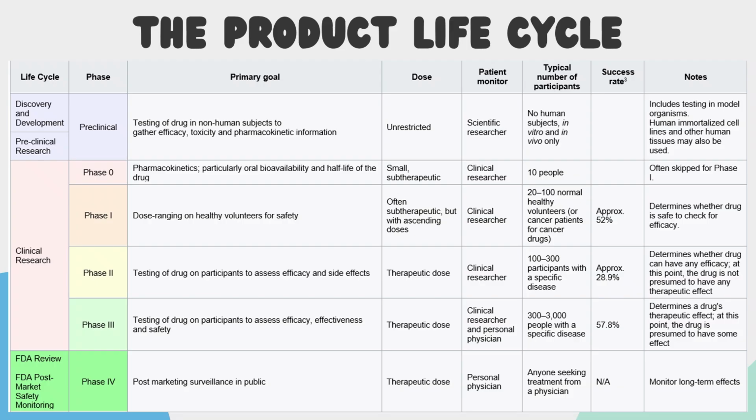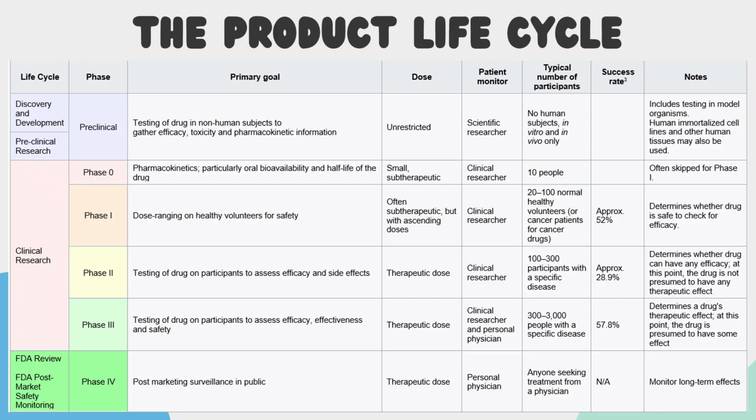Phase 2. Now we test for efficacy. Does it work? This time, actual patients receive the drug. Around 100 to 300 people. We also continue monitoring for side effects. Success rate drops here, around 28.9%, since many drugs fail to show results. Phase 3. This is large-scale testing, 300 to 3,000 participants.